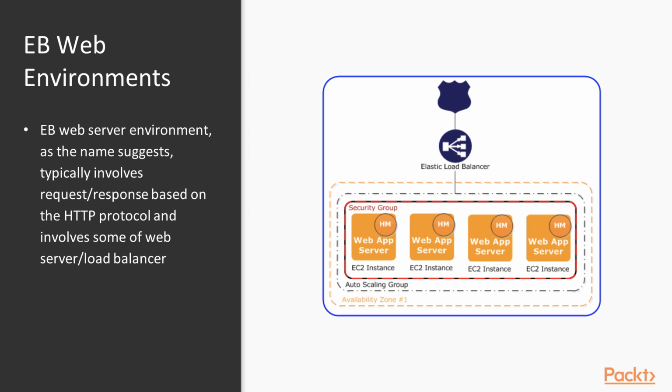So if you see over here, you have an Elastic load balancer and you have a set of web environments. Now, whenever a customer sends a request to your application, these requests will directly go to your web environments where your actual web server resides. So this environment can contain the web server. It can also contain the application which will be responding to your users.